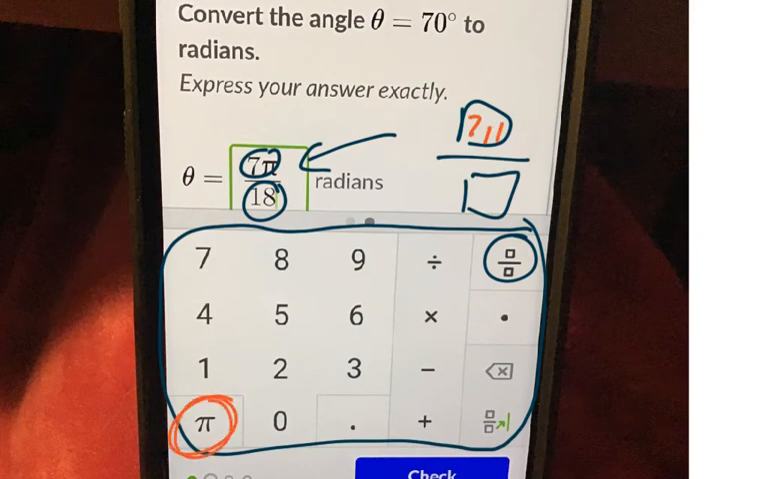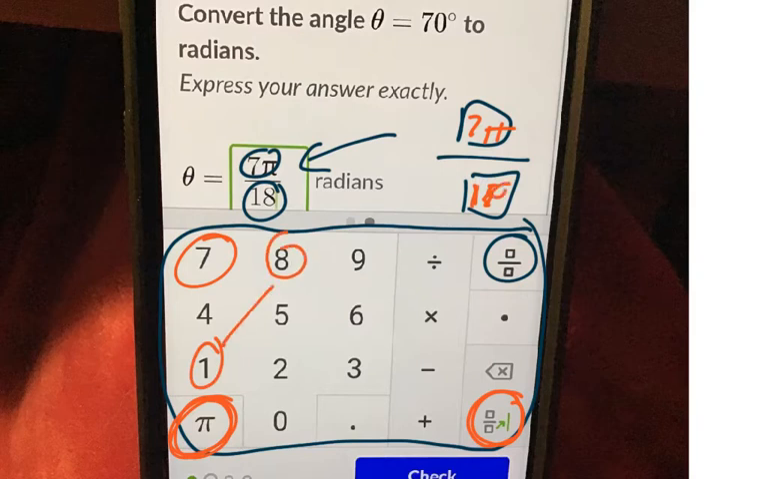So I typed in 7 and pi. So I did 7 pi. And then notice down here, this button, when I press it, what it does is it shifts down to here. And then I was able to type in 1/8 for 18. And that's how you type it in.